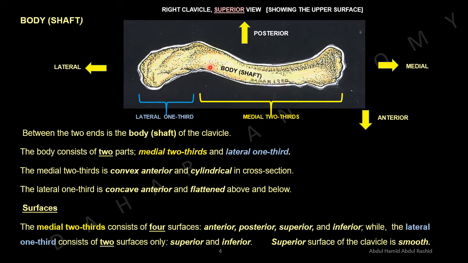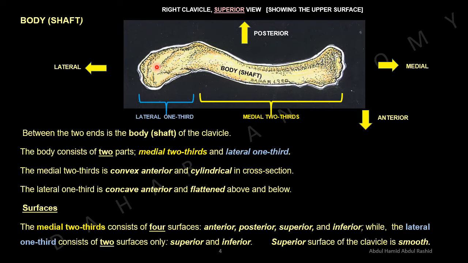The body or shaft of the clavicle has two parts, medial 2/3 and lateral 1/3. Medial 2/3 is convex in front, anterior, and cylindrical in cross-section. Lateral 1/3 is concave in front and flattened above and below.